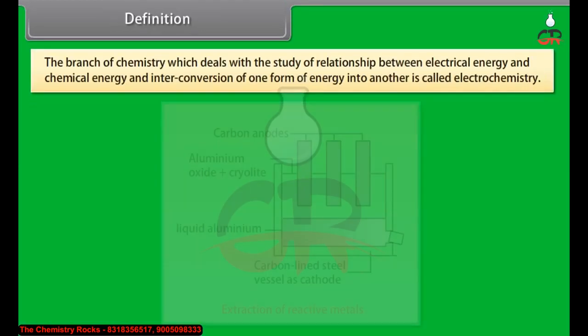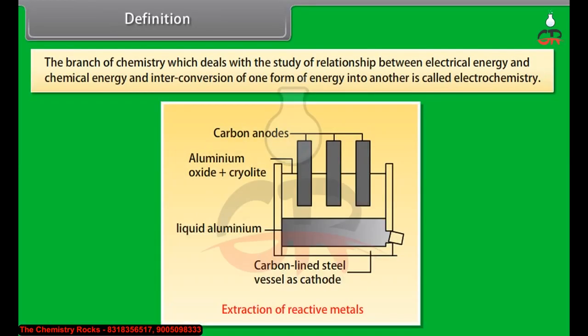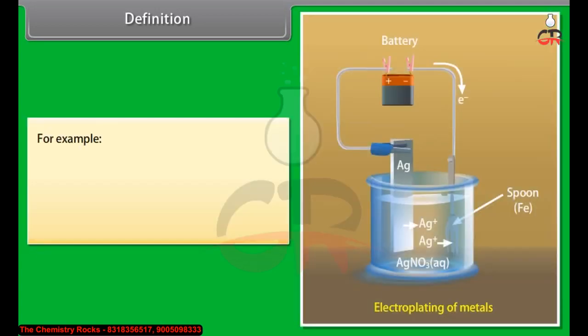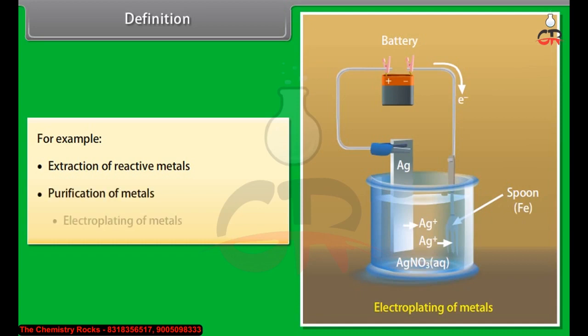Definition. The branch of chemistry which deals with the study of the relationship between electrical energy and chemical energy, and the interconversion of one form of energy into another, is called electrochemistry. A large number of chemical transformations and industrial processes are based on electrochemistry. For example, extraction of reactive metals, purification of metals, and electroplating of metals.